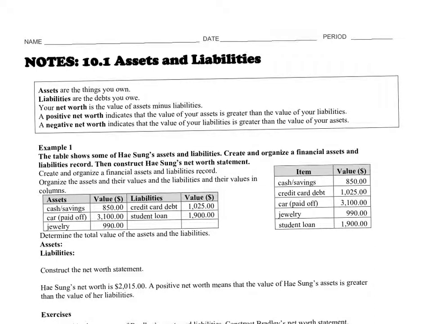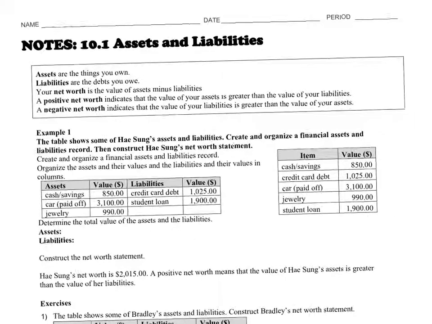Okay, so 10.1 is going to be assets and liabilities. This unit's going to be kind of small. It just is going to have a couple of financial literacy things in it, and we may have talked about it, but we're going to talk about it a little bit more in depth. Okay, so assets are things you own.